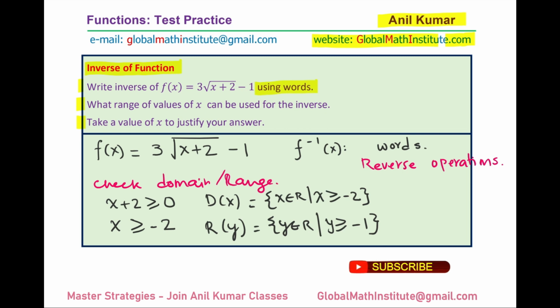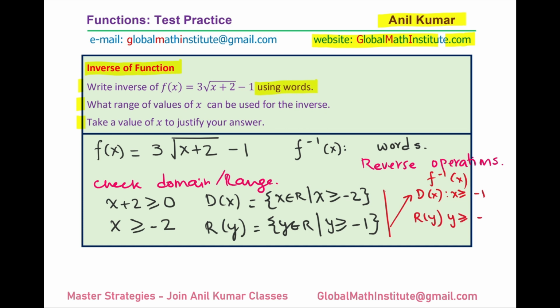Now, for the inverse function, the domain and range will flip. Keep that in mind while answering the question. If you are looking into the inverse function, the range becomes the domain. So the domain will be x is greater than or equal to minus 1, and the range will be y is greater than or equal to minus 2. Is that clear to you? So that is for the inverse function. Keep this in mind, and you have to put that as a restriction.